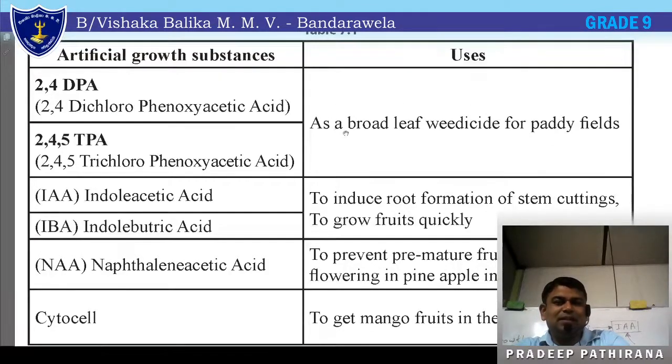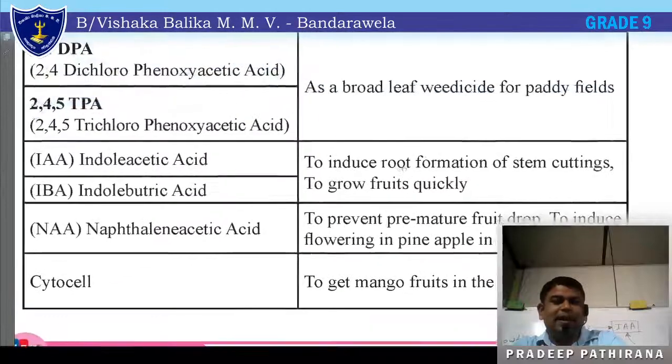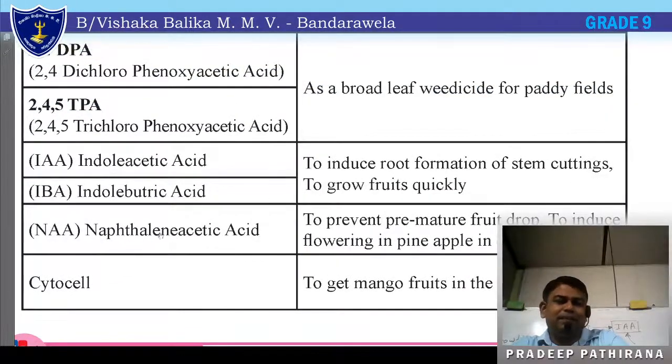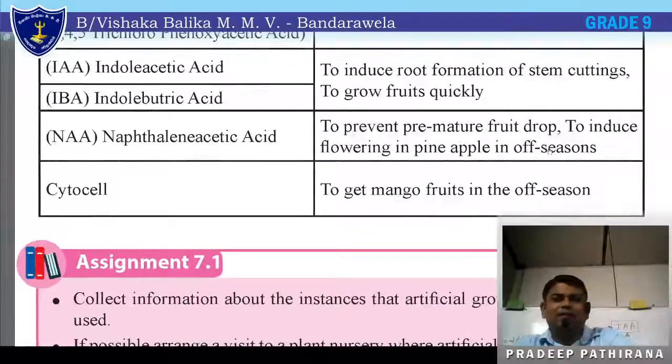They can be used as weedicides because the plants will grow very fast and mature early, right? We can use them as broadleaf weedicides for the paddy fields. And naphthalene acetic acid is used to prevent premature fruit drop or to induce the flowering of the pineapple in the off seasons. We can produce flowers early or in the off seasons in pineapples by spraying this chemical. And Cytocell is used to get mango fruits in the off season. Now we can see mango fruits in the market every time because of the Cytocell hormone.